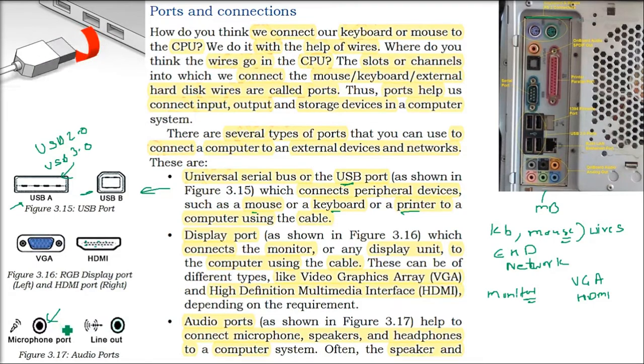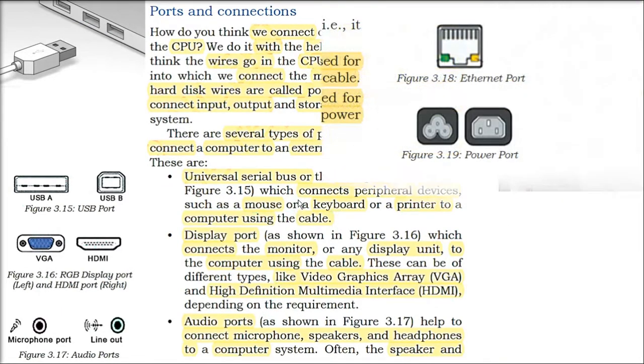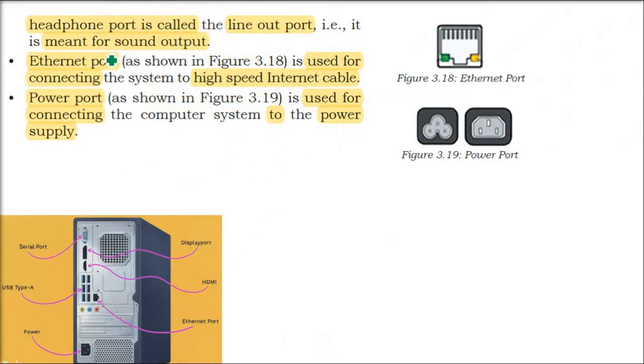Then you have audio port. Your mobile will be having an audio port. So you can connect microphones, speakers, headphones to your computer system or to your computing device. The speaker and headphone port are called line out port, meaning that this is a sound output.